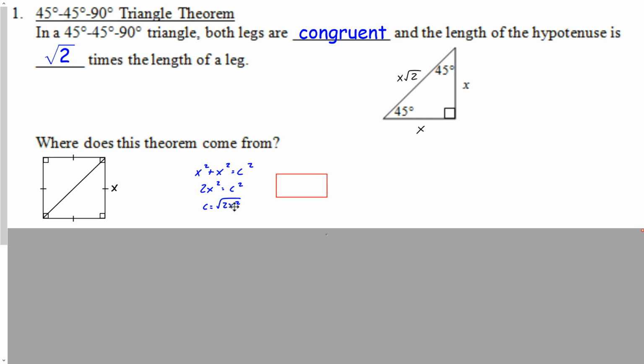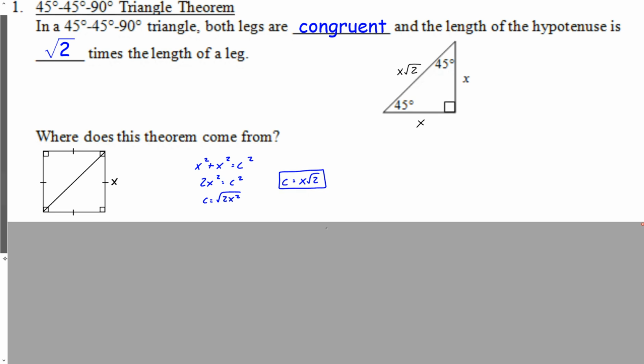So the x squared is a perfect square factor, so I can take the square root of that, which means it moves outside. And now we have that length of the hypotenuse being x times the square root of 2. No matter what the value of x is, no matter what the side or the length of those legs are, this x times the square root of 2 will be the length of your hypotenuse.